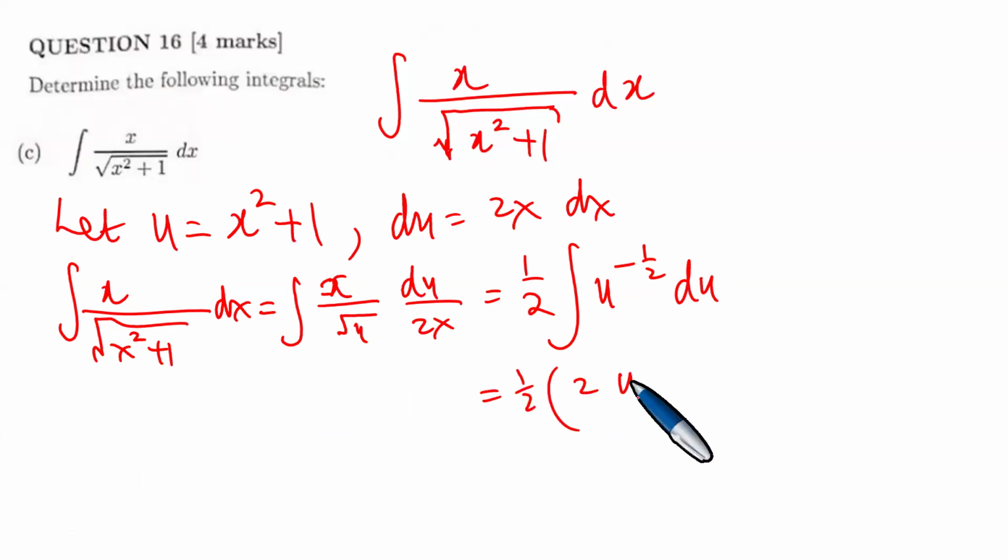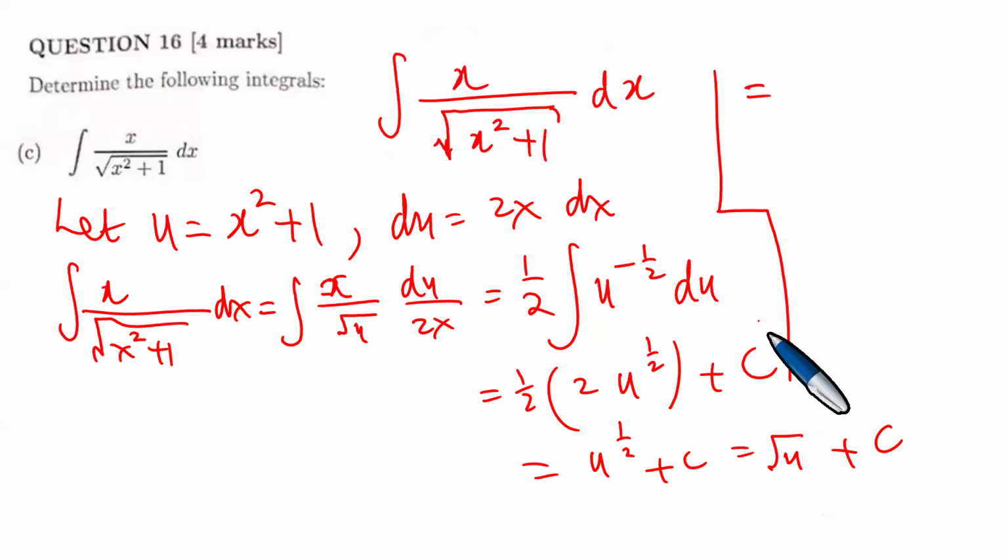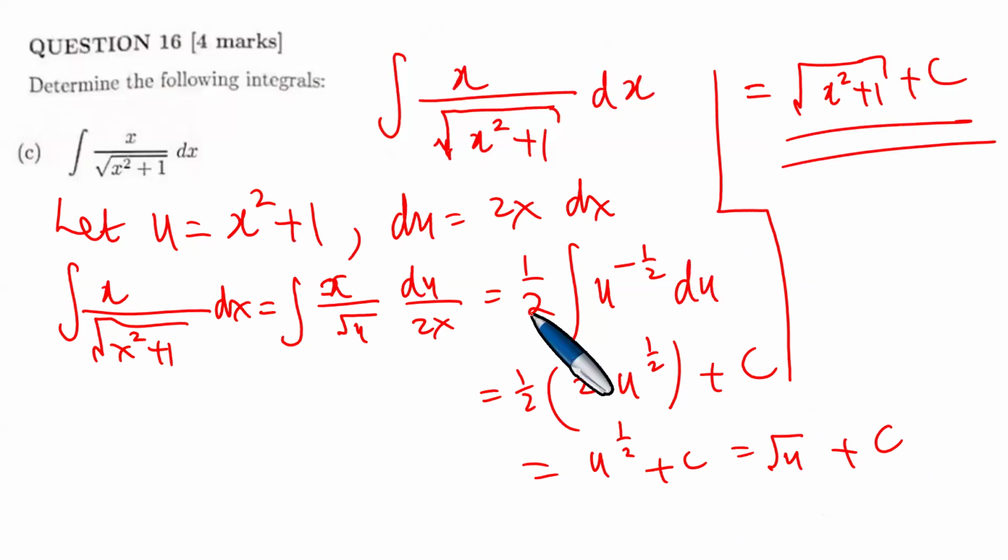And therefore, this is u to the 1/2 over 1/2 plus c. The 2 cancels the 1/2, giving us u to the 1/2. And therefore, the answer here is the square root of u plus c. But upon careful examination, we're able to see that this is the square root of x squared plus 1, because u is x squared plus 1, plus the arbitrary constant of integration c. Take a look at this and make sure that you understand what's happening.